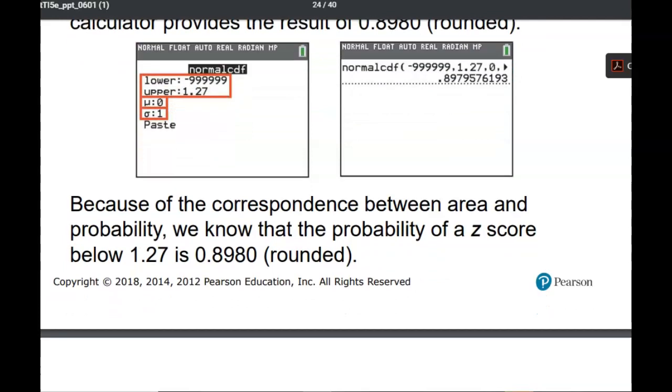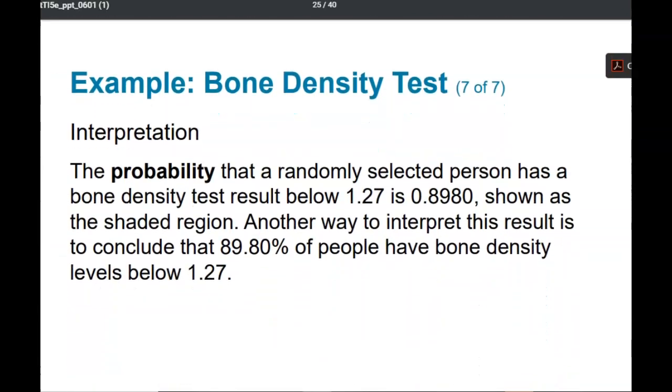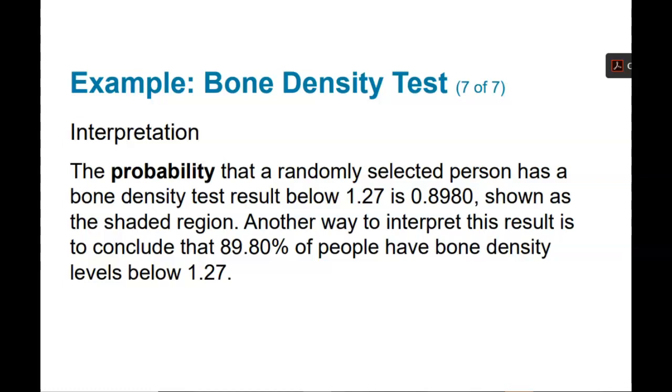So now we interpret our result, which is what I just said. We could conclude that 89.8% of people have a bone density with a z-score below 1.27. So if you had a z-score above that, you'd be in the 90th percentile. You would say this person is in the 89.8th percentile, or maybe you'd round that to 90. And that's what you hear when you take a child to the doctor, and they say they're in the 90th percentile, they're in the 40th percentile.